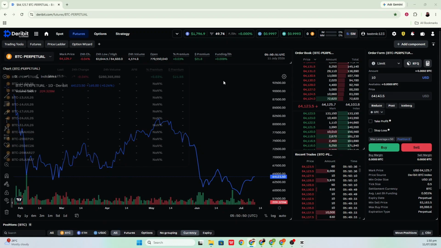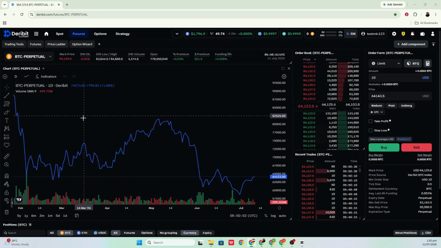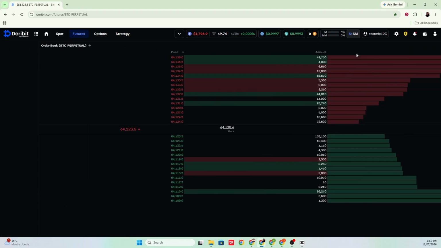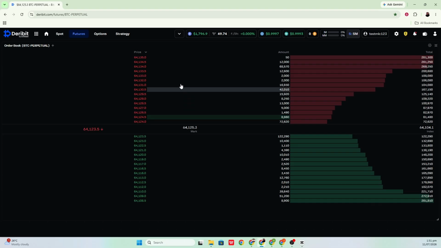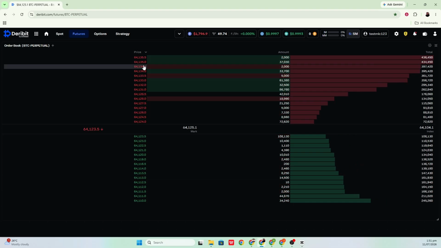In today's video, I will walk you through how to read the Deribit order book. The Deribit order book is divided into two sections that show the real-time supply and demand for an asset. The top section is the asks, shown in red. This area lists limit orders from traders who want to sell the contract.